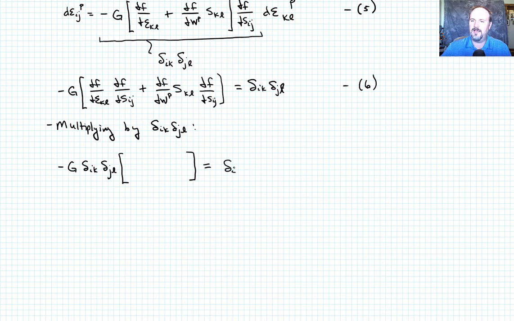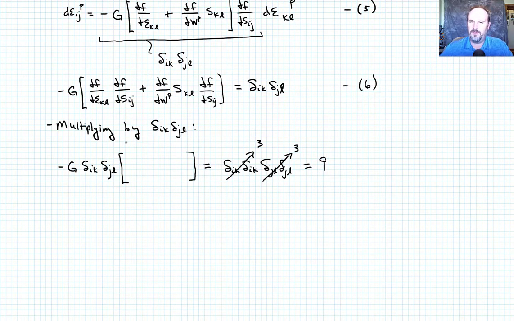Now I have delta ik, delta jl, delta jl. This is actually a homework problem. This quantity gives us 3. This quantity gives us 3. So we have this equal 9. Okay?